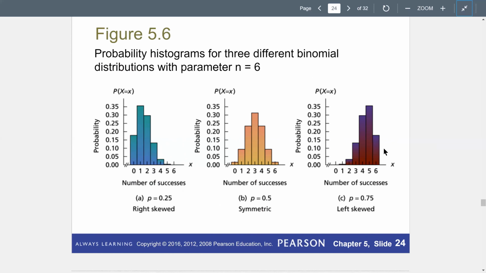It's n equal to 6. Then the number of more heads is higher. If p is smaller, then the probability of a smaller number of heads is higher. If p is 0.5, then the probability of getting equal numbers of heads and tails is highest, which is 3 heads or 3 tails. This probability is highest.